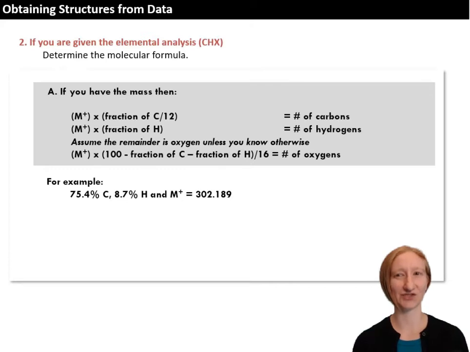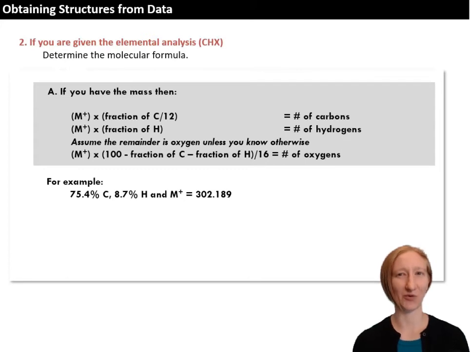In this case, to determine the number of carbons you have, you'll multiply that mass by the fraction of carbon divided by 12, the mass of carbon. Similarly, to determine the number of hydrogens you have, you'll multiply the mass by the fraction of hydrogen. Then you'll assume that the remainder of your mass is oxygen, unless you're told otherwise. And you'll multiply the mass by the fraction of oxygen divided by 16, the mass of oxygen.